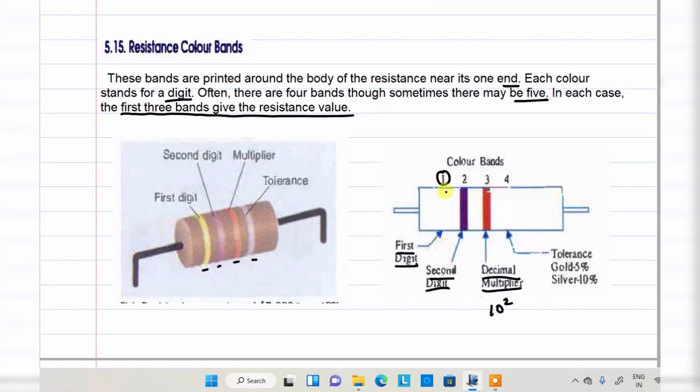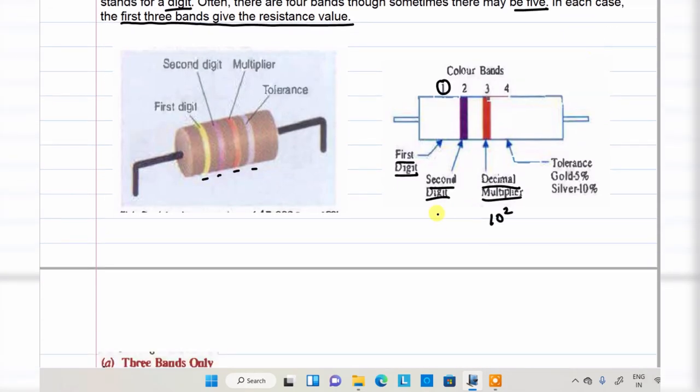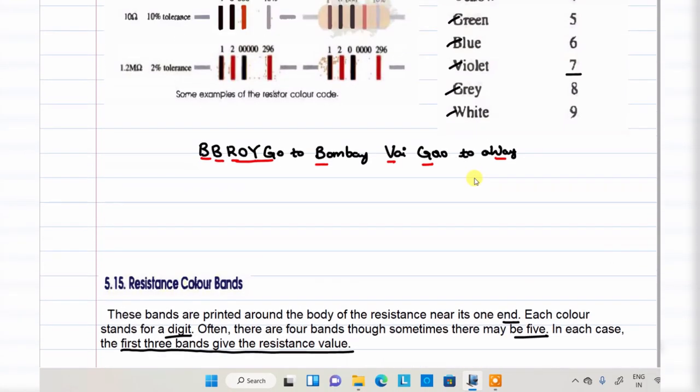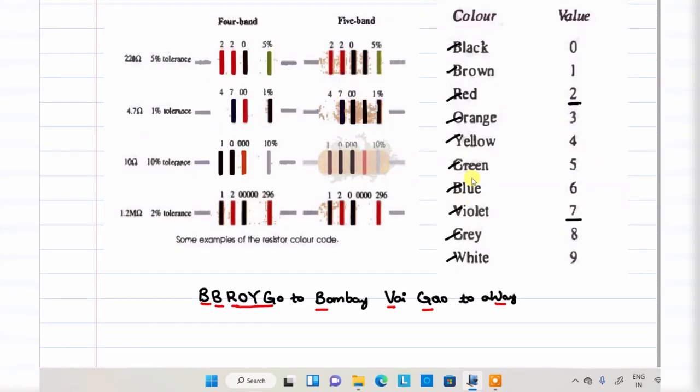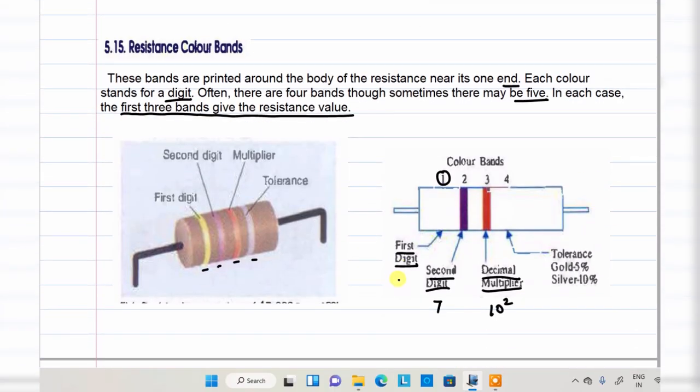Got my point? In this case, violet color is a 7, so violet is directly the digit 7. Next, the first band is white. What is the white color value? It is a 9, directly. So you got my point: 97 into the multiplier. So 97 into 10 power 2.